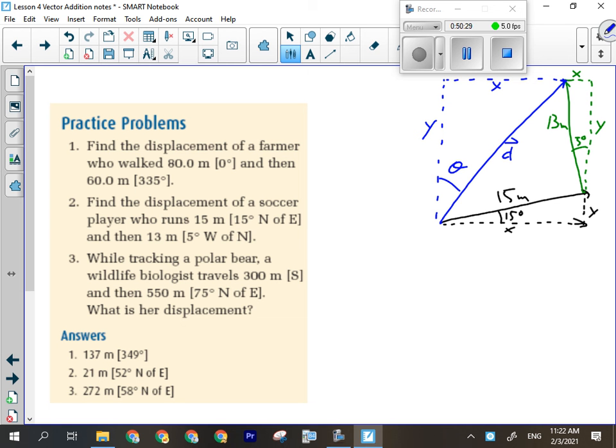All right, I'll give you a few more minutes to get the rest of it figured out. Okay, let's have a look at this one here. If we want to find our overall resultant, our next step after drawing the diagram is to find all the x's and all the y's. So finding black x, the x for our first one here, it's going to be the adjacent side to the 15-degree angle. So we're going to go cos of 15 degrees times 15 meters.